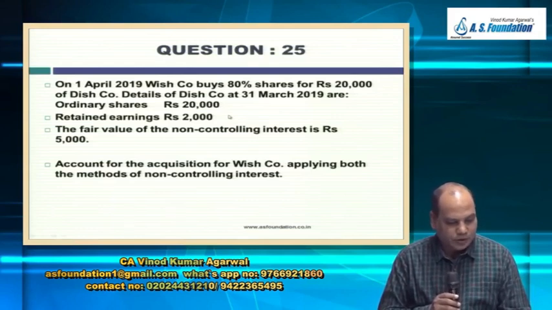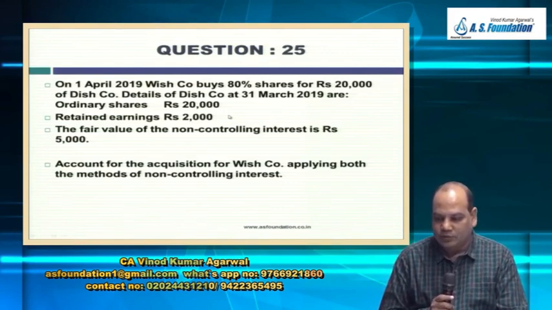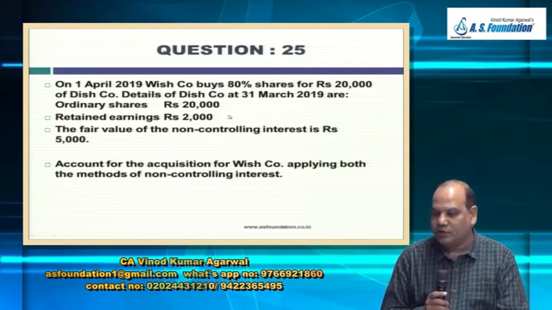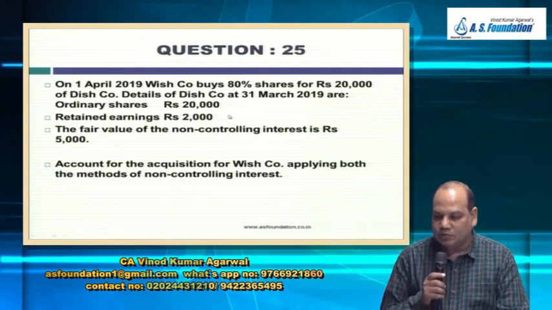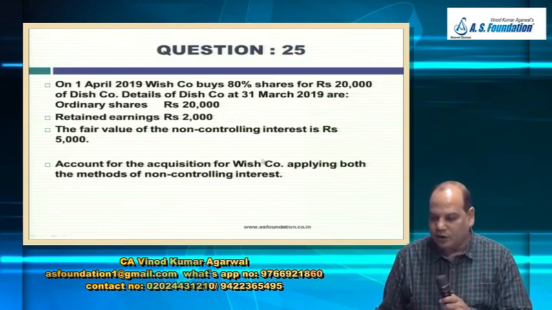Question 25 in the theory part only. On 1st April 2019, which company buys 80% share for rupees 20,000 of Dish Company? Details of Dish Company on 31st March 2019 are: ordinary shares 20,000, retained earning 2,000. Fair value of NCI is 5,000. Account for the acquisition for which company applying both the methods of NCI.